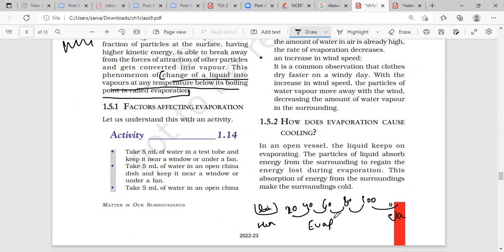So you'll get an idea that this is the boiling point. Okay, right, 100 is the boiling point. So if it is below the boiling point, then it is evaporation, and if it is at the boiling point or above the boiling point, then it is vaporization.